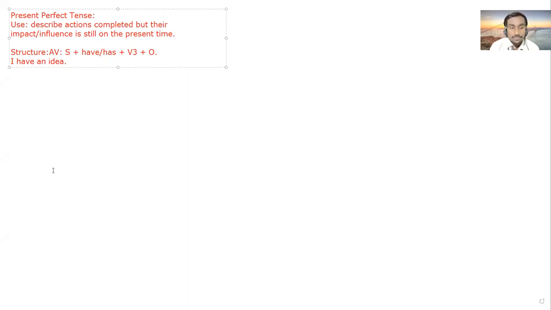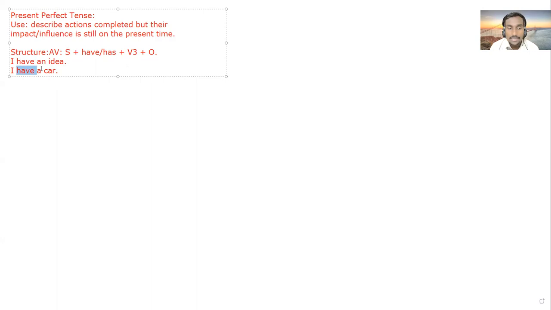So again, try to understand if it is I have a car, which tense is it? Simple present tense. So that is not going to come in present perfect. Though there is have, try to understand, after have or has what should be there? V3 should be there. In these two examples, after I have there is no V3. Therefore we cannot use present perfect; they are in simple present tense.